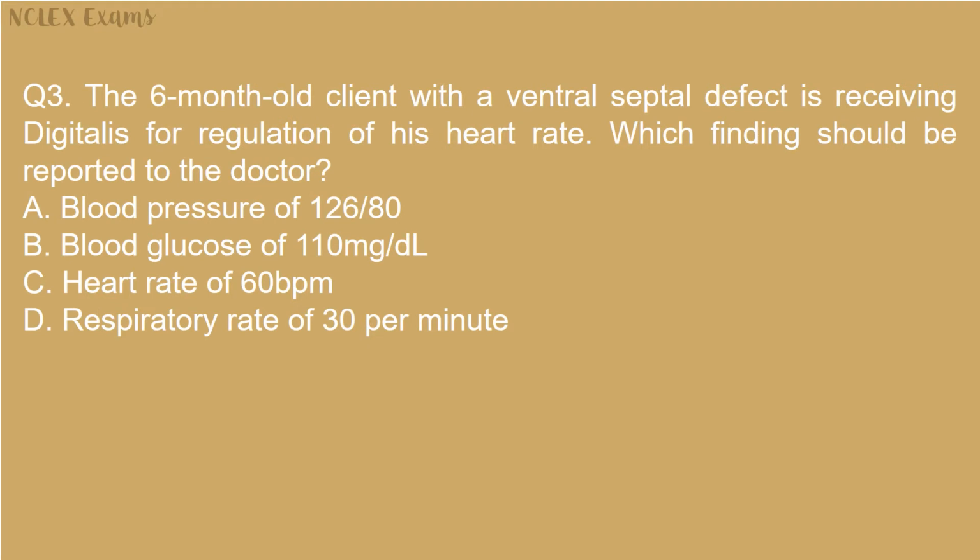Question 3. The 6-month-old client with a ventral septal defect is receiving digitalis for regulation of his heart rate. Which finding should be reported to the doctor? A. Blood pressure of 126/80. B. Blood glucose of 110 mg/dl. C. Heart rate of 60 bpm. D. Respiratory rate of 30 per minute.